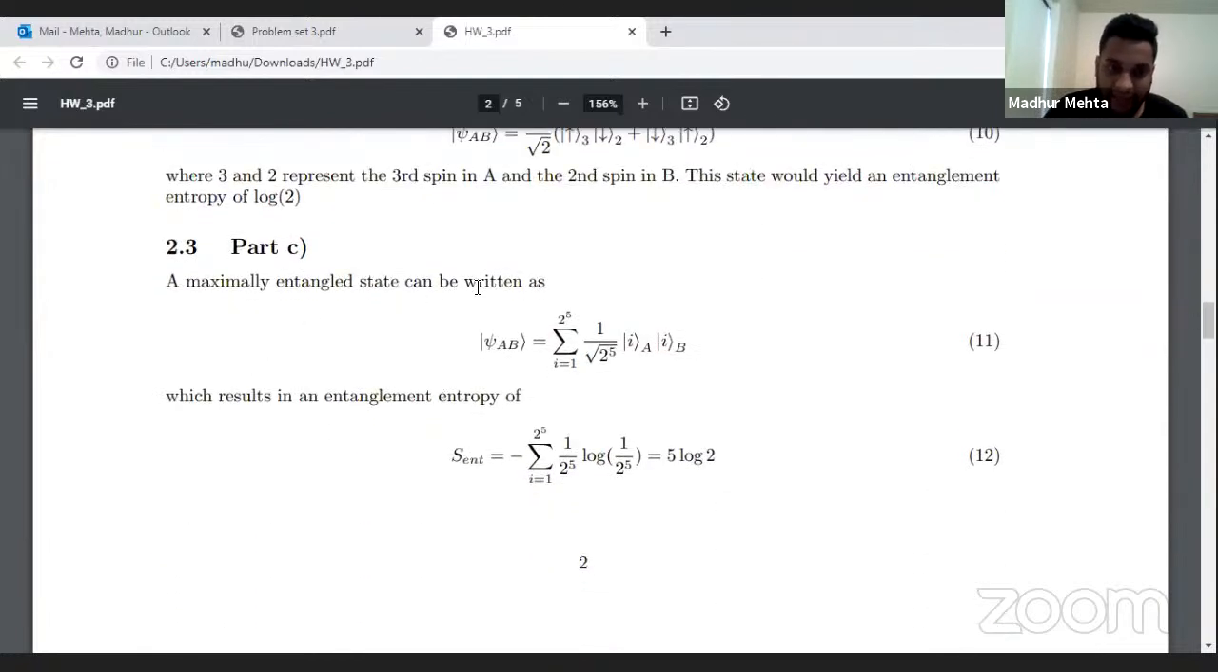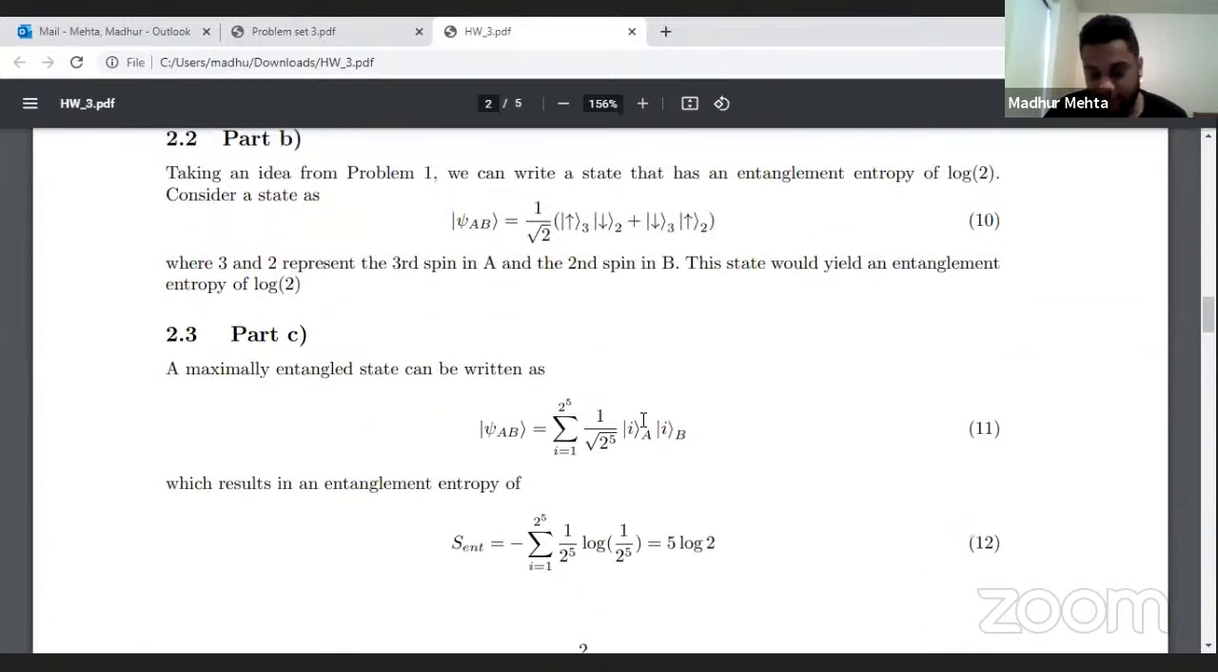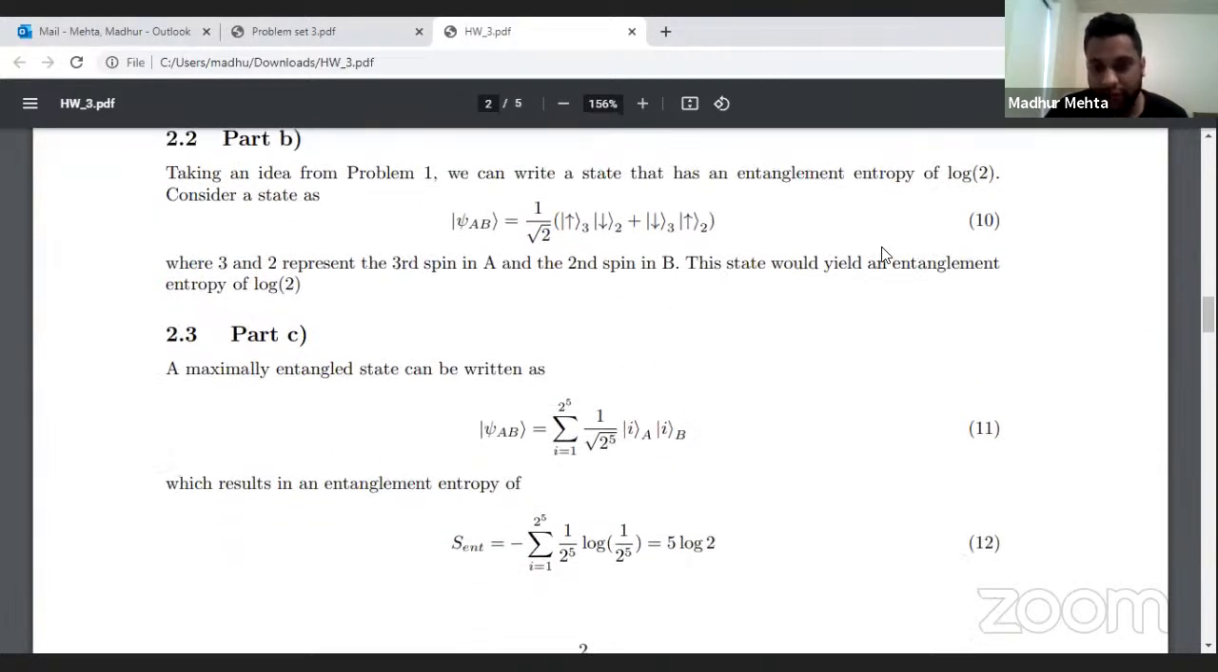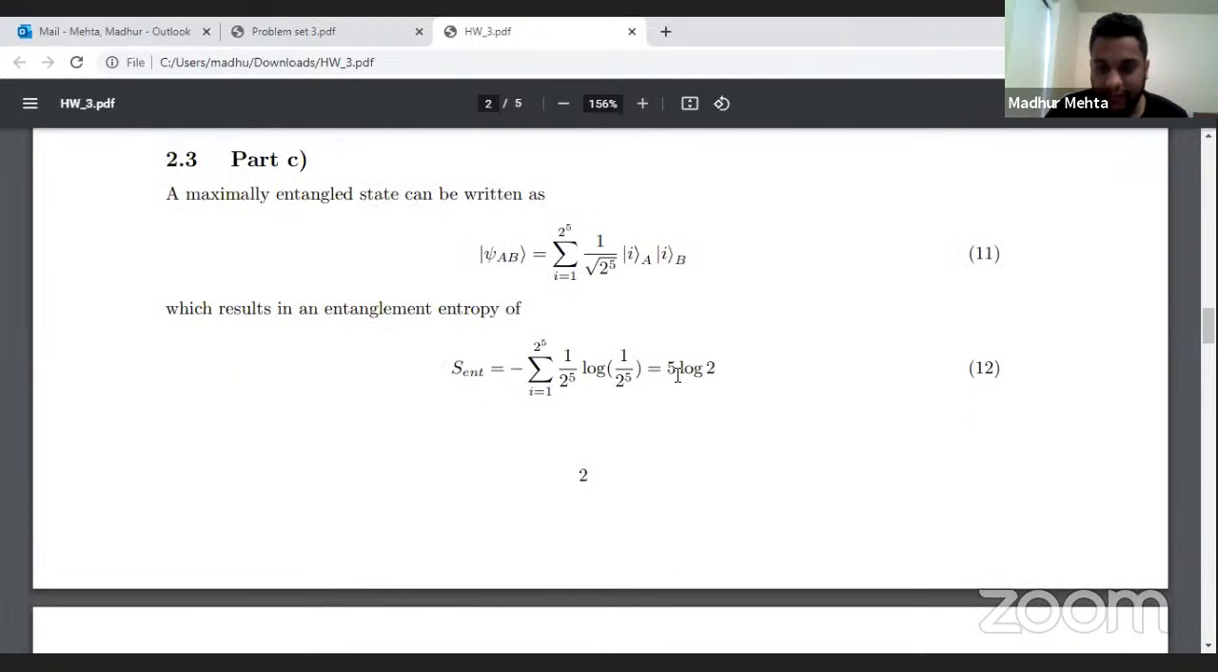Now coming to the maximally entangled state, as Professor Mathur just mentioned, we just need to look at the smaller subsystem of the two. We can take A as the smaller subsystem with Hilbert space of size 2 to the power 5, and we can write a state like this. When we go on to calculate, we get log n, where n is 2 to the power 5 over here. So hence we get 5 log 2. So this was problem 2.